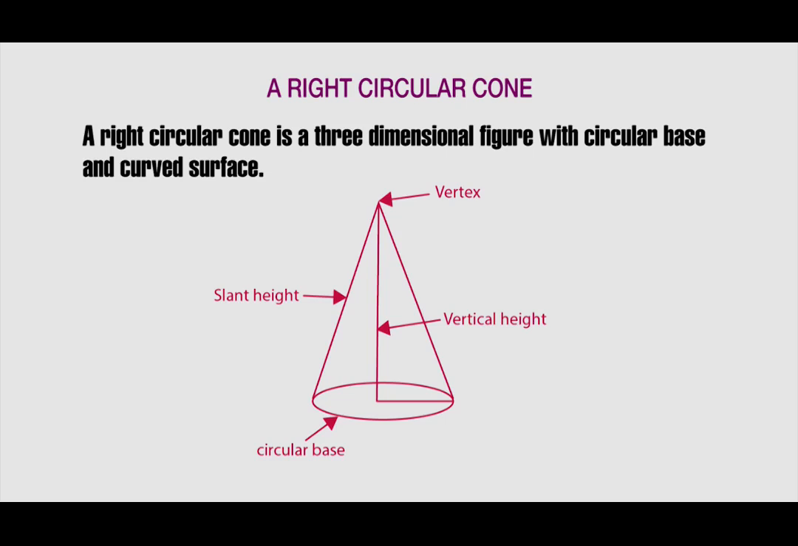The slant height of the cone is the shortest distance on the curved surface between the vertex and a point on the circumference of the base. So you see in the diagram, we have the vertex at the top, there is the vertical height, we have the slant height and the circular base.